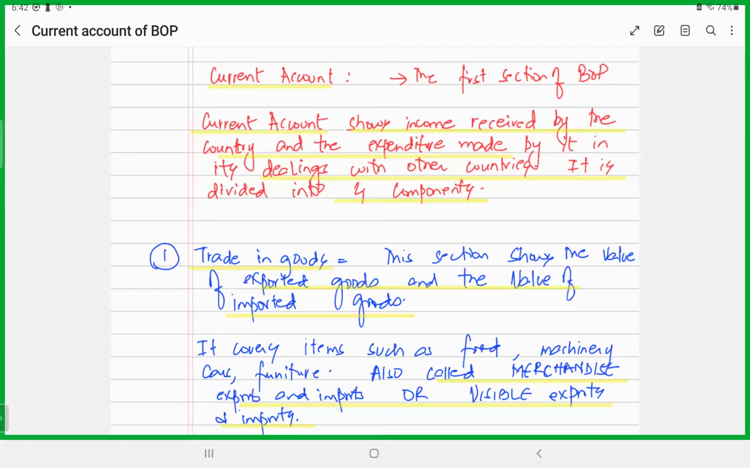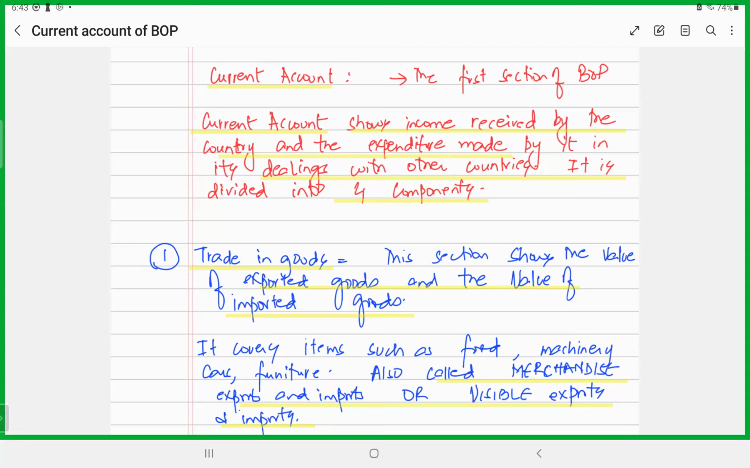Trade in goods, trade in services. When we add the balance of trade in goods and trade in services, we get balance of trade, BOT. Trade in goods, trade in services, primary income, and secondary income. These 4 components, when we add them, we get the current account balance.